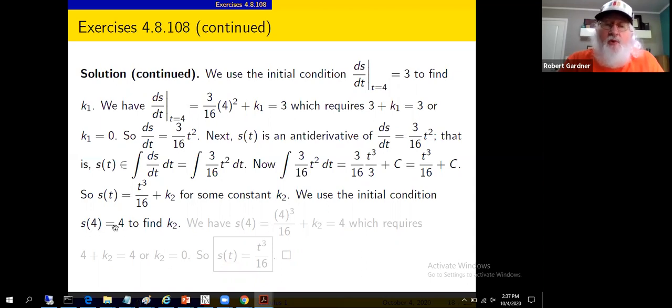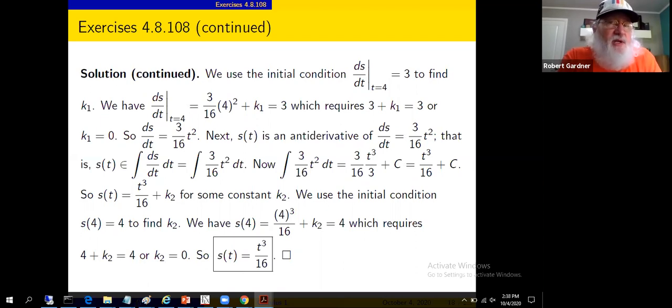Okay. We were also given the position. Well, s of 4 equals 4. I'm thinking position at time 4 equals 4. But we were told s of 4 equals 4, so we'll use that to find k sub 2. We'll plug 4 into the s function. We know the s function is t cubed over 16 plus k sub 2. So when t equals 4, let's see, 4 cubed is 64 divided by 16 is just 4. We get 4 plus k sub 2 equals 4. K sub 2 is also 0. So s of t must be t cubed over 16 plus 0.